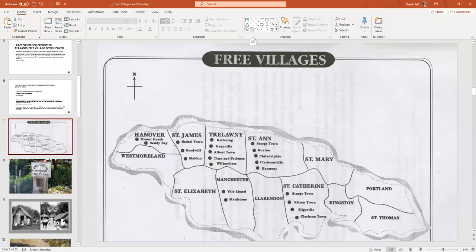Very good. Go ahead for me, Bartley. Thank you very much, sir. You know what? Crazy, sir. My family comes from Sandy Bay in Annotto Bay, literally. It's where I grew up, sir. Wow, so you grew up in one of the free villages. You never knew that Sandy Bay was a free village? No, sir, not at the time.